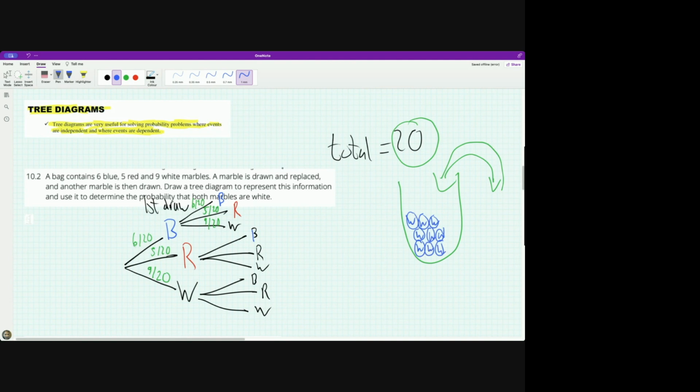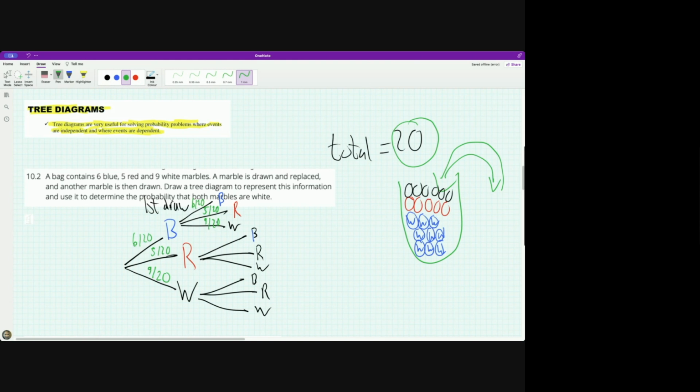So there are 9 white ones. There are 5 red ones. I realize I should have used the right colors, but anyway. And there are 6 blue ones. So in this case, what you're choosing from hasn't changed. When you draw a second marble, you've still got a 6 in 20 chance of blue, 5 in 20 of red, and so on.